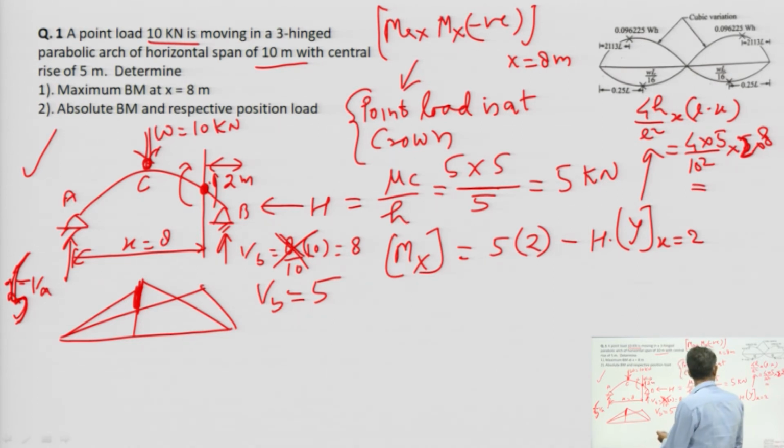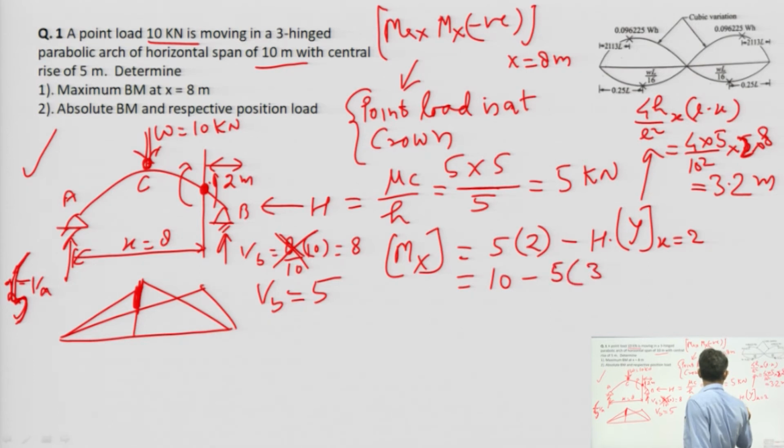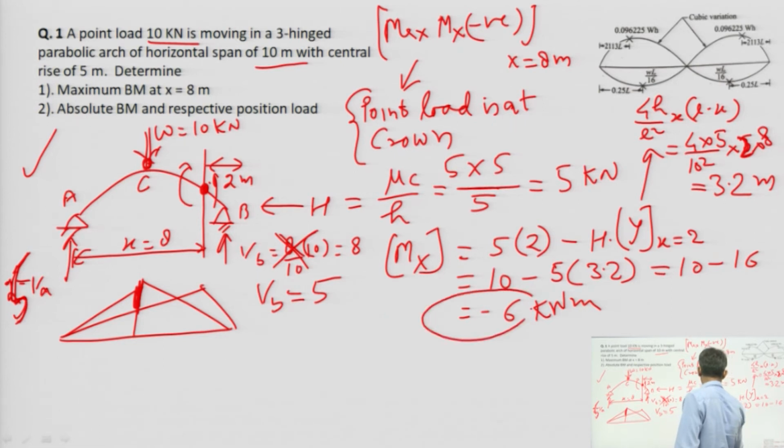Let me calculate. 20 multiplied by 2 multiplied by 8 is 16 divided by 100, so it is 3.2 meter. At x equal to 2, it is 3.2. So it is 10 minus H value, which is 5, into 3.2. So 10 minus 16 means minus 6 kilonewton meter, with negative sign. So this is the maximum value.